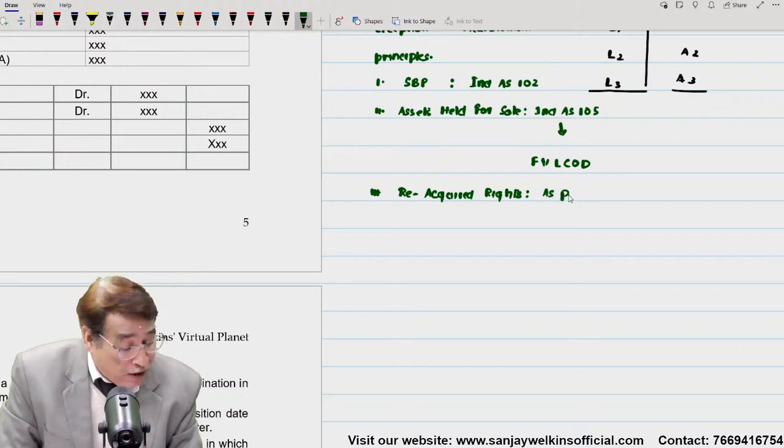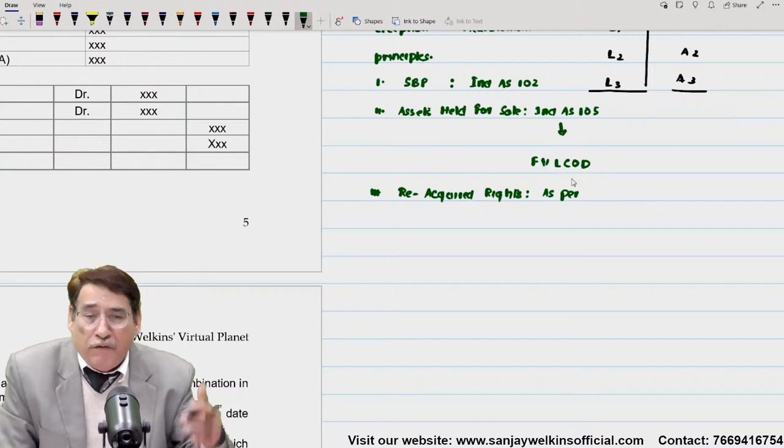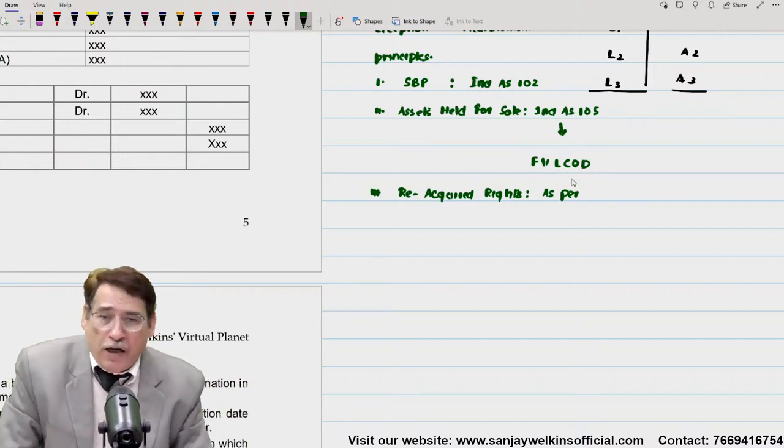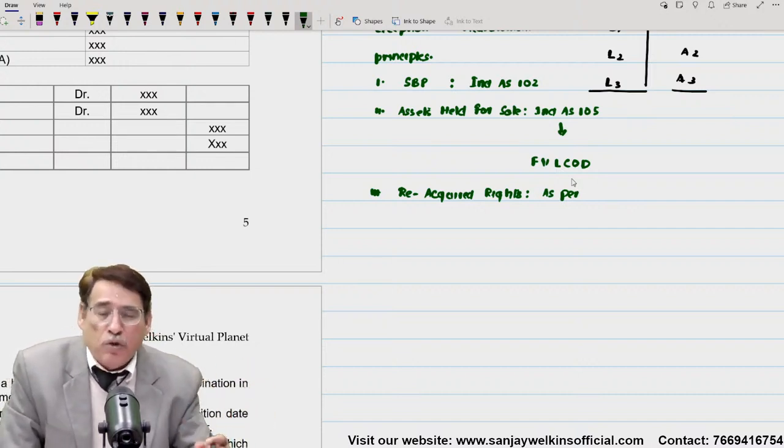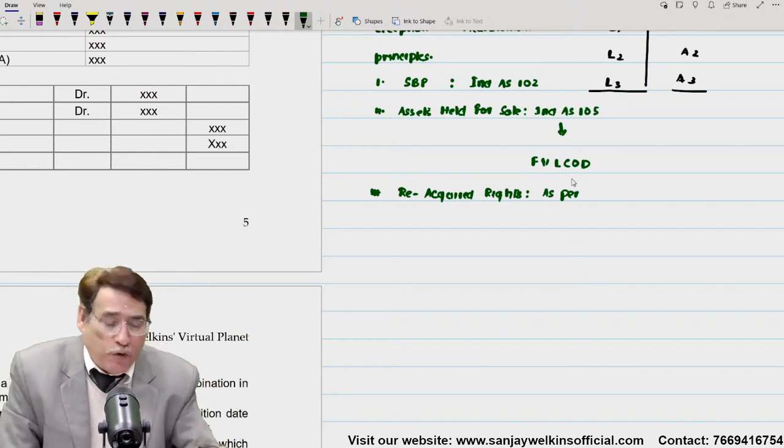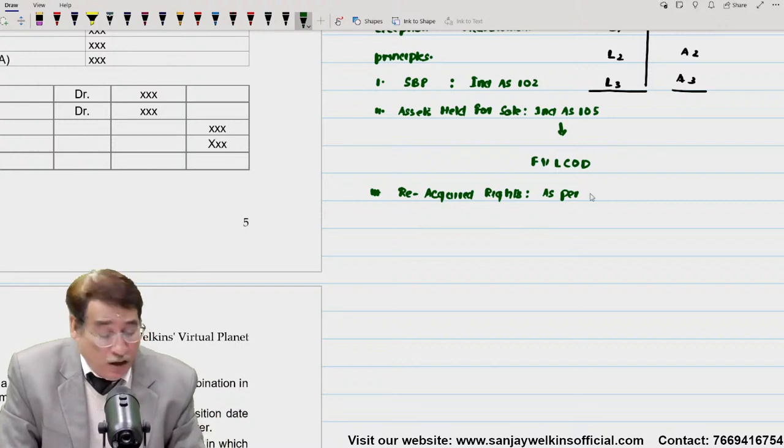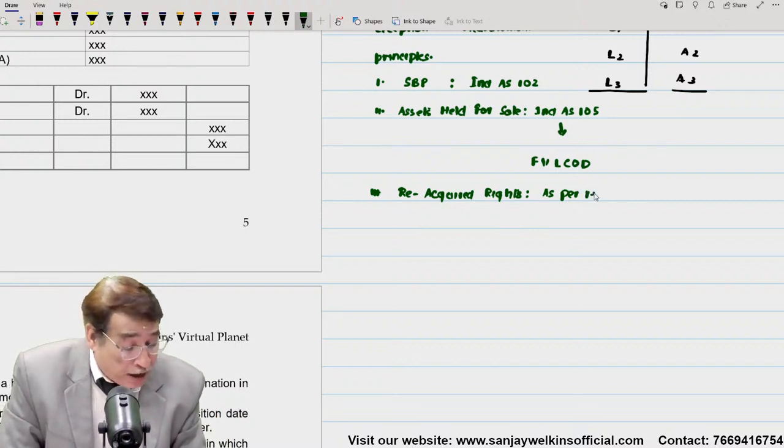As per remaining terms. For example, we had given them this particular brand name or franchise or trademarks to be used for 10 years. And after 4 years, we took control of this particular entity. That means 6 years are still remaining. So as per remaining contractual terms, we will measure them.